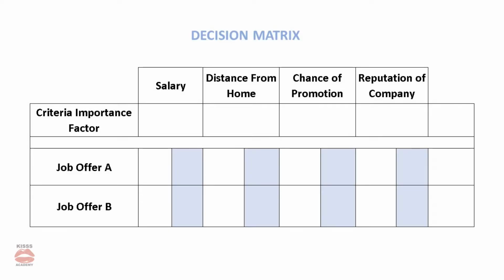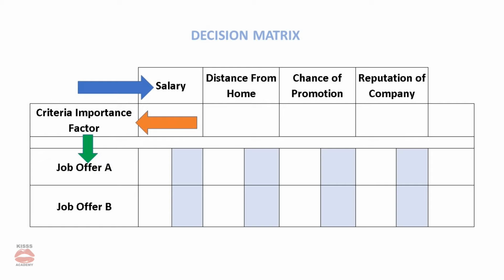Okay, so let's review our example. As you can see, I've created the matrix or the chart already. At the top of the matrix, I've listed my criteria: salary, distance from home, chance of promotion, and reputation of the company. In the left column, I've listed my choices, job offer A and job offer B, and at the top of the column, I have criteria importance factor. And in this row, we're going to fill in a number that represents the importance of each criterion.